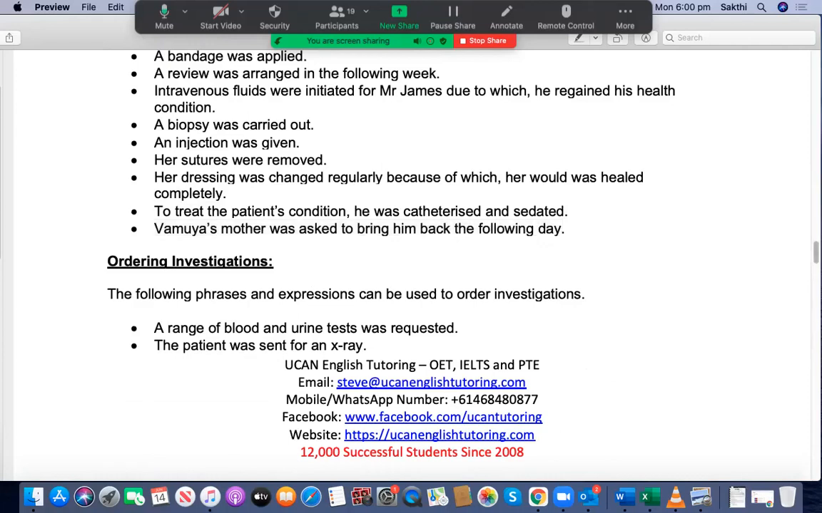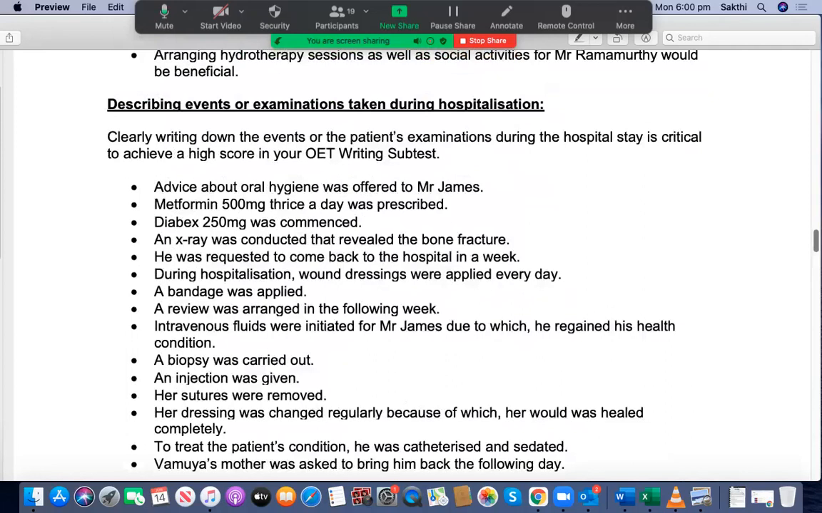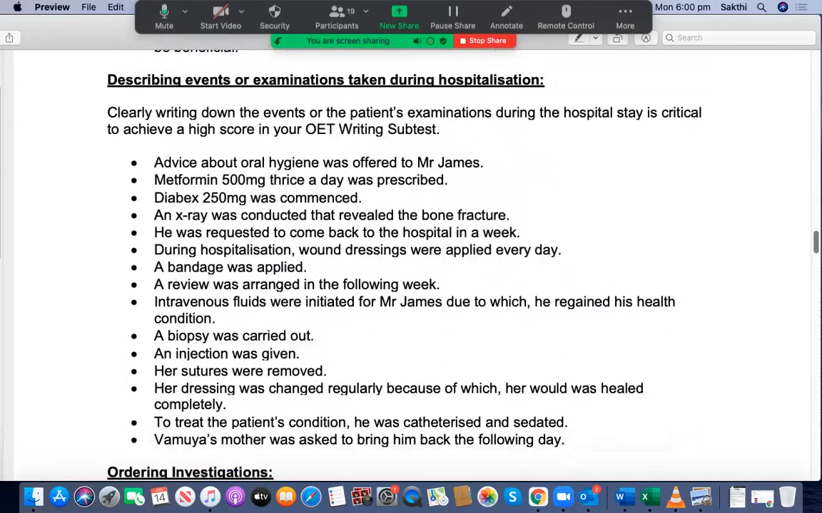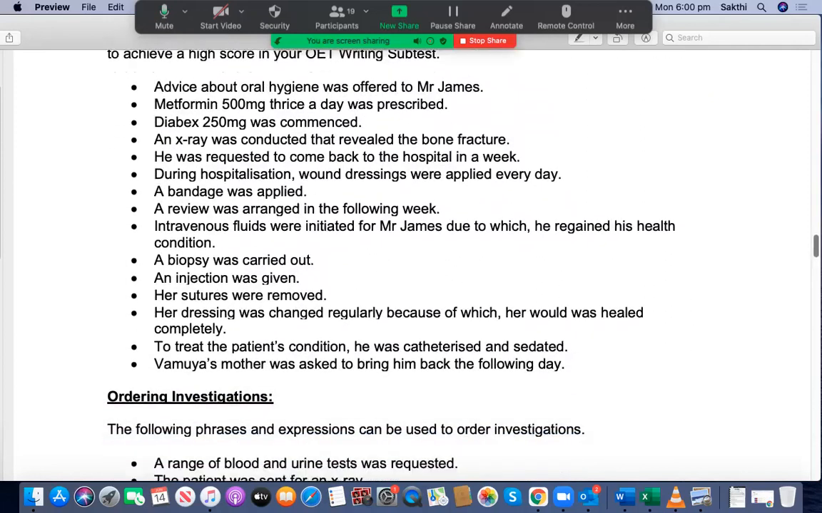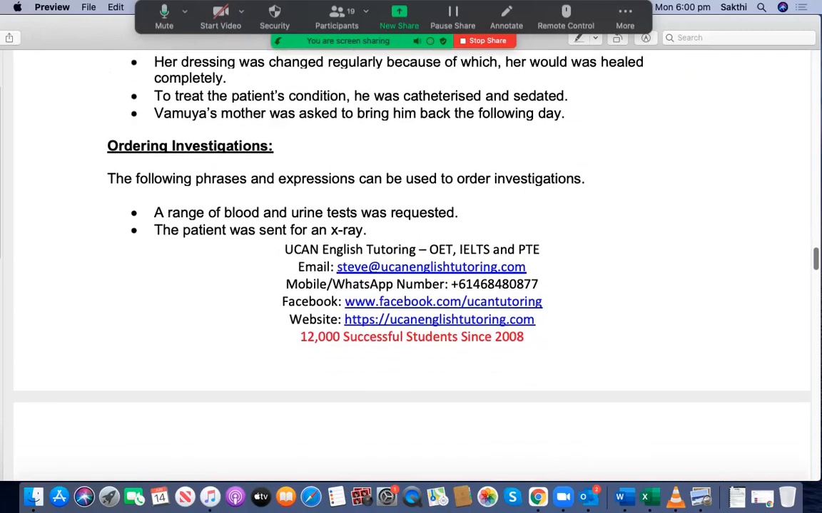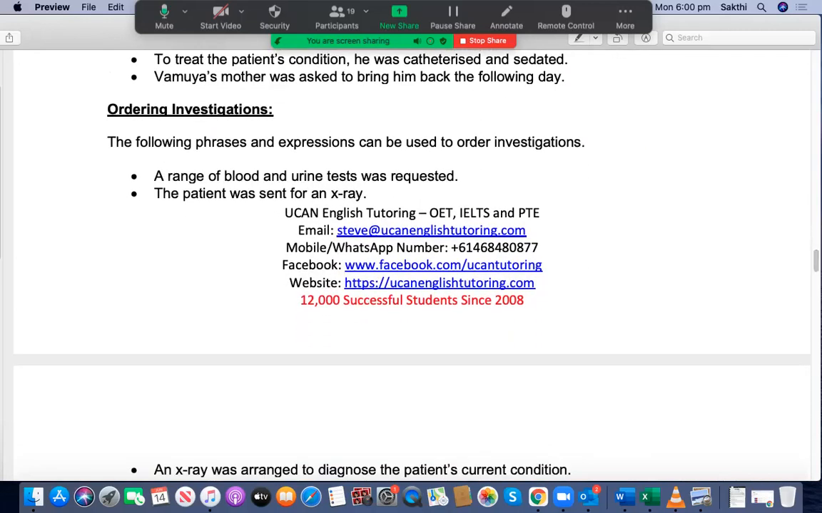These are the phrases that you have to use as far as the events or the examinations during hospitalization are concerned. Okay. Let's go to the investigations. If we need to request some kinds of investigations or tests, how do we use them? Look at this one.